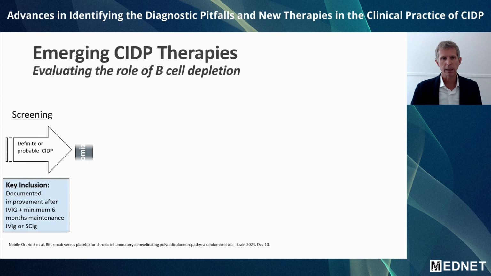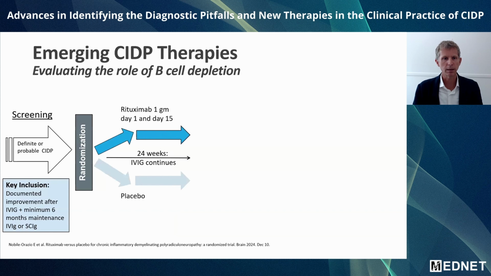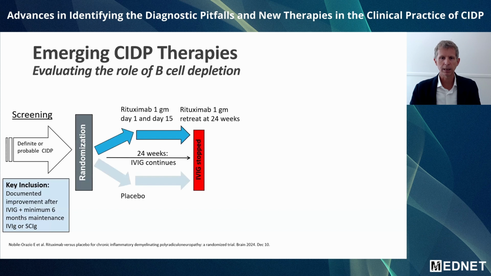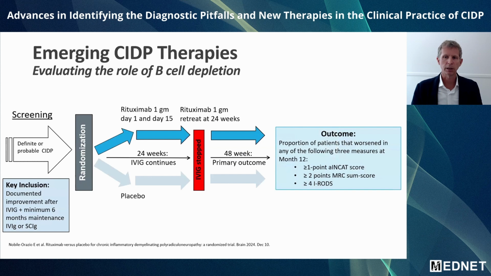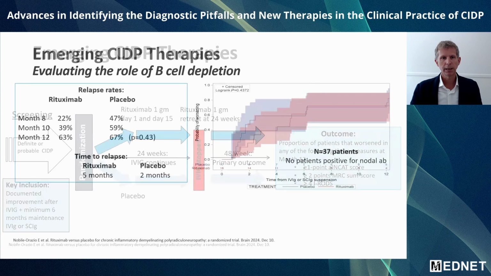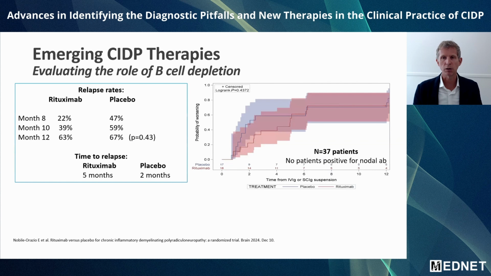In the Italian study, patients with CIDP were randomized to either rituximab or placebo. Everybody was on IVIG. Patients got rituximab at the start of the trial and then continued their IVIG for 6 months. At 6 months, rituximab was repeated and IVIG was stopped, and the outcome was determined at 48 weeks. Essentially, any change in the disability scores, relapse rates, or strength impairment scores. And the final results show that there was essentially no difference between the rituximab group and the placebo group.